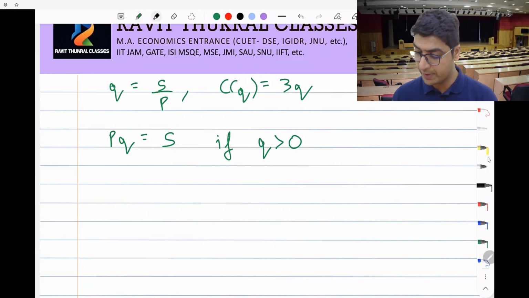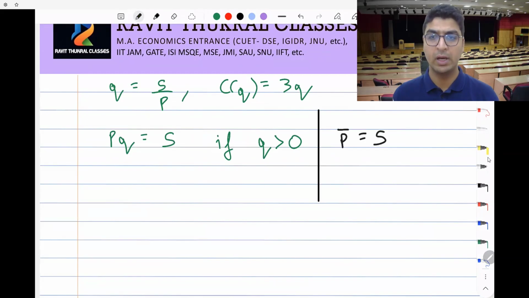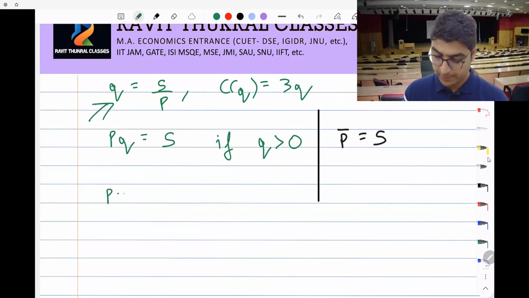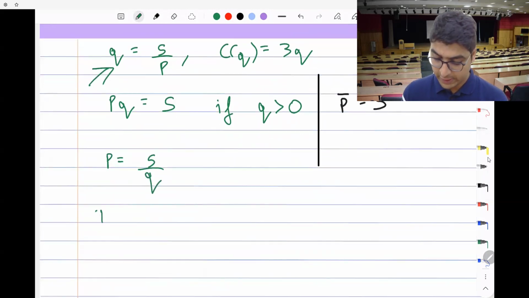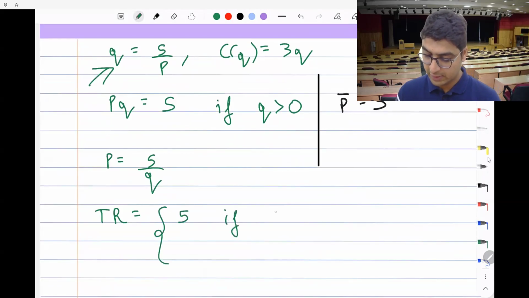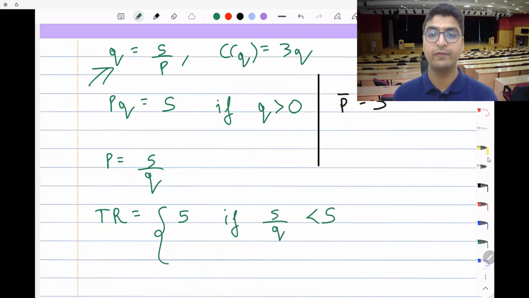But in this case there is a competition as well. In this case there is a competitor which is selling at a price of 5. So obviously someone will buy from us only when we charge a lesser price, because it is the same product. From this we will get P is equal to 5 by Q. So we'll get a total revenue of 5 if 5 by Q is less than 5, right?